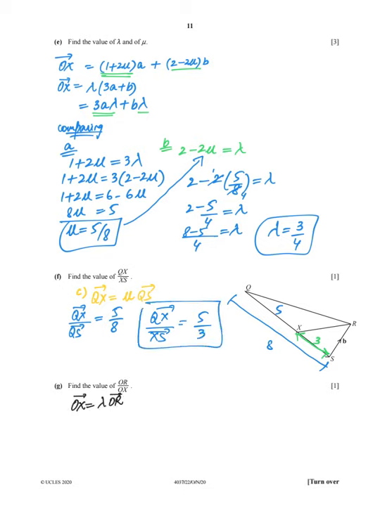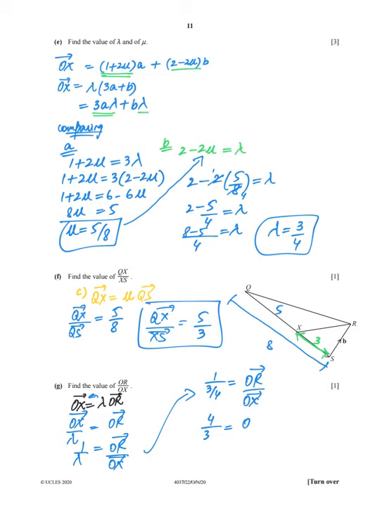In part G it says find the value of OR upon OX. So in the previous part it is given that OX equals lambda times OR, alright? So I need to find the value of OR upon OX. If I shift lambda to the other side, it will be OX upon lambda equals OR, right? And I need to shift OX to the other side, so it will be OR upon OX equals 1 upon lambda, right? And the value of lambda we have is 3 upon 4, so I can say that 1 divided by 3 upon 4 equals OR divided by OX, and now it will be 4 upon 3 equals OR divided by OX, and that is your answer.